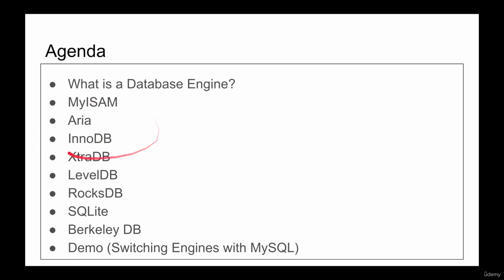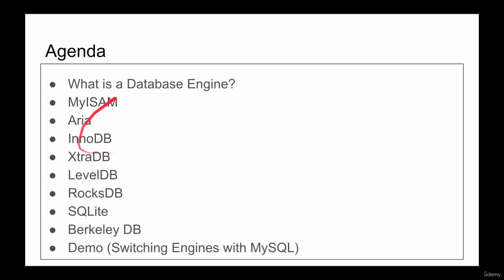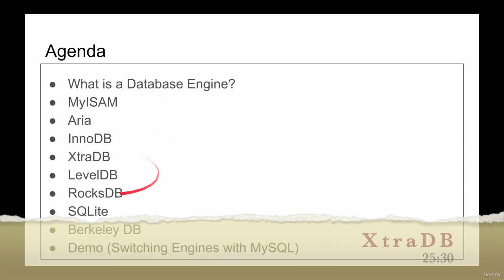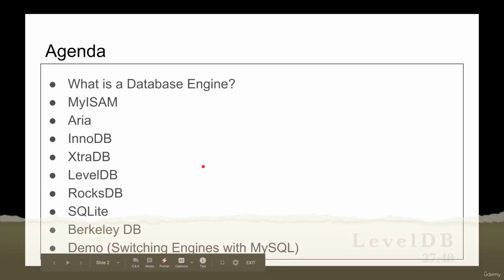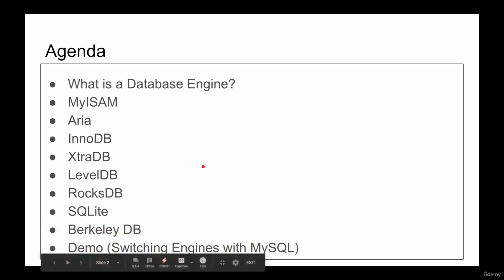Okay, I'm going to talk about InnoDB, our first transactional engine that supports transactions. XtraDB, similar to InnoDB. I'm going to talk about LevelDB from Google, right? And then we're going to talk about RocksDB, right, from Facebook. And we're going to talk about SQLite.